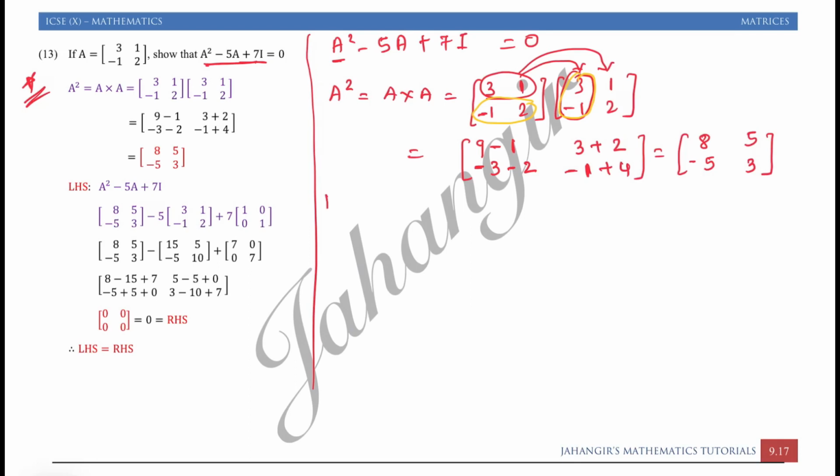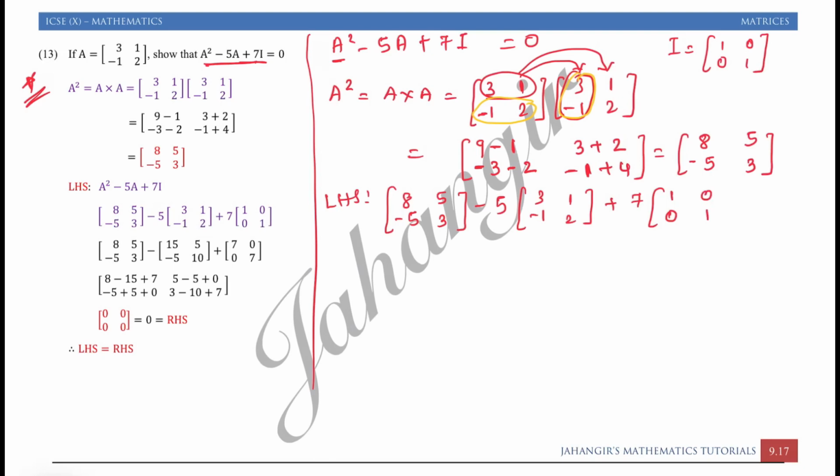Now what we want, we will take LHS. In LHS we want A square, that is 8 minus 5, 5 3, minus 5 into A matrix. A matrix is 3 minus 1, 1 2, plus 7I. 7 into I. I had told you I is an identity matrix. I is what? 1 0 0 1, that I had told you to memorize when I was explaining the concept. So now we will solve this part and this part.